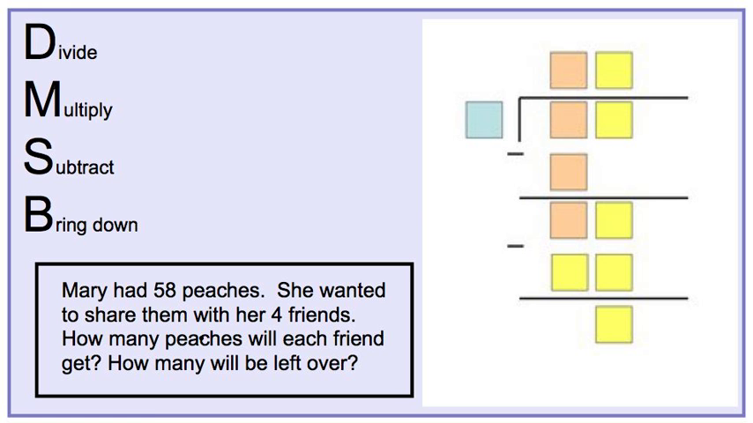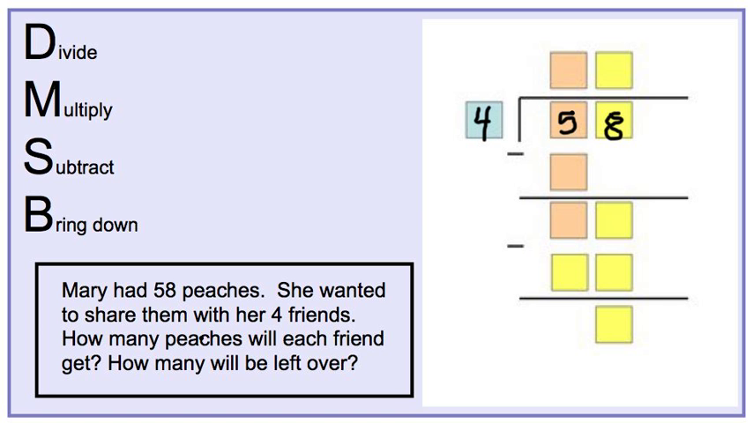So let's get started. The first thing we have to do is create our division problem. So I am going to write inside the box 58, and I'm going to write 4 outside the box, 4. Great. Now we have the division problem, 58 divided by 4.